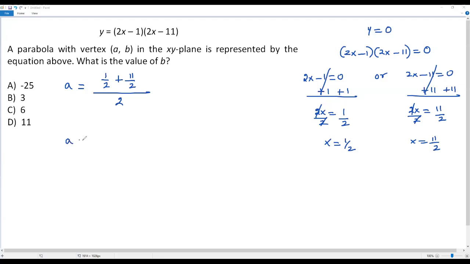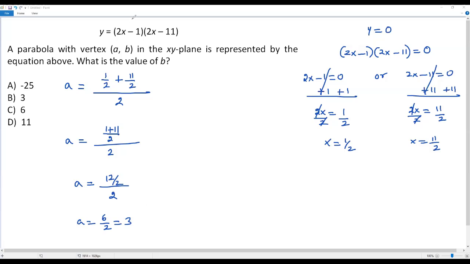Let me continue. So a equals, here I am adding two fractions with the same denominator 2. So we can take the denominator 2 in common and add the numerators. So this is (1 + 11) over 2. Then I'm getting a equals, 1 plus 11 is 12, that is we have 12 over 2 in the numerator, divided by 2. When I divide 12 by 2, I'm getting 6. 6 divided by 2 is equal to 3. Now I got the x-coordinate of the vertex, that is a.